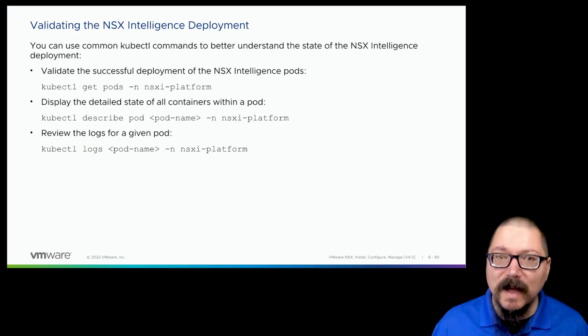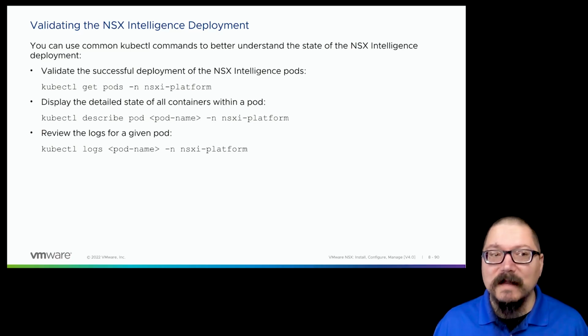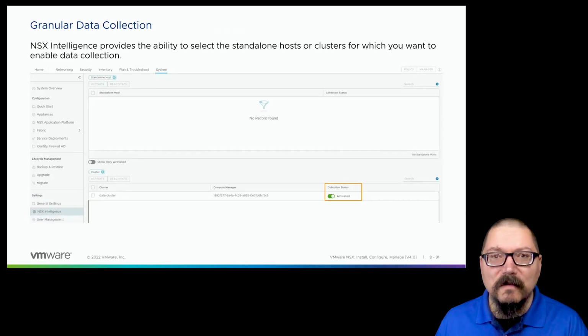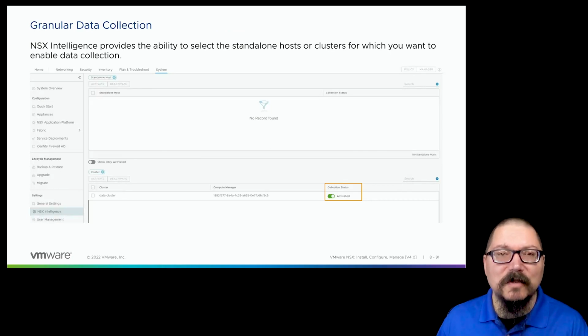Now, we can look at those pods in our nsxi-platform namespace with kubectl get pods -n nsxi-platform, where we're specifying the namespace. We can describe individual pods inside that namespace. Remember, we can also look at the logs. These are going to be the Intelligence logs, in this case, for different services and different pods inside that. So these are basic commands to remind us of how we're going to work with and do some basic troubleshooting in our Kubernetes cluster.